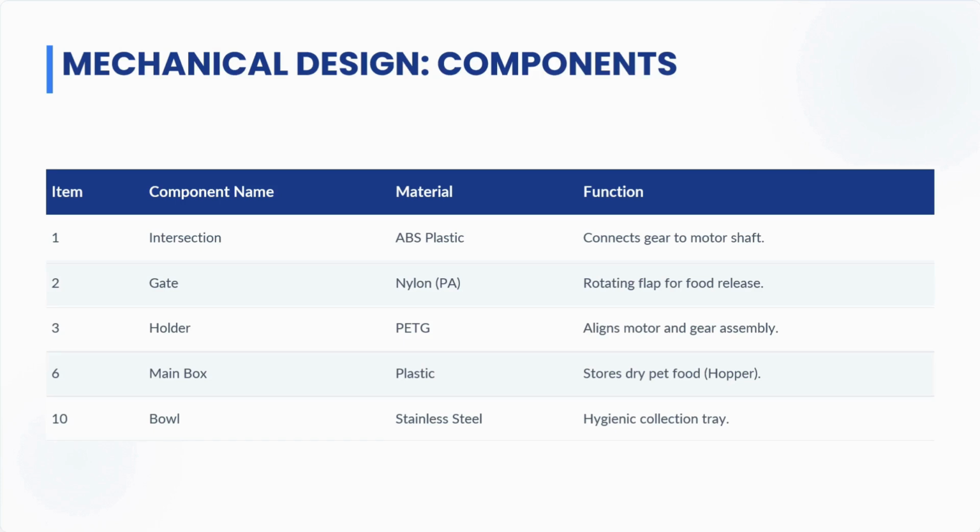Next, let's look at the physical parts of the machine. We wanted the design to be safe for food, easy to clean, and very simple to build. The machine has a big plastic box at the top to hold the dry food safely. We chose plastic because it's light and strong. At the bottom, there is a small spinning nylon gate that drops the food smoothly. We use strong plastic pieces to connect the motor to this gate, so it moves perfectly.